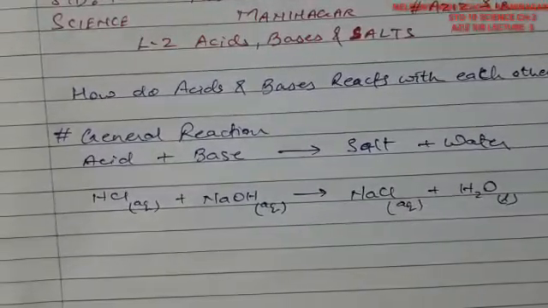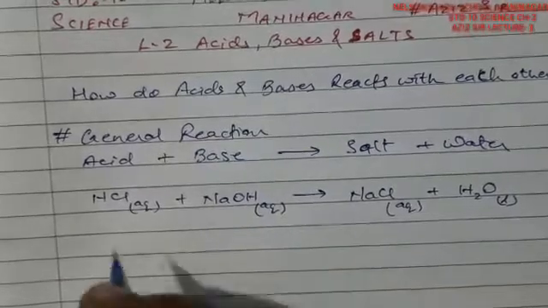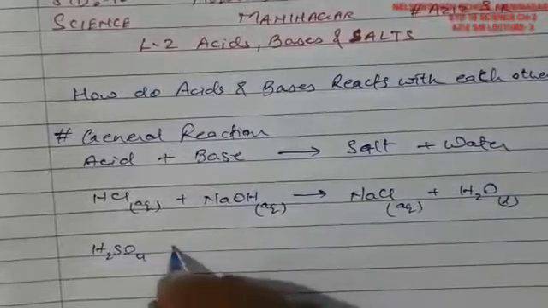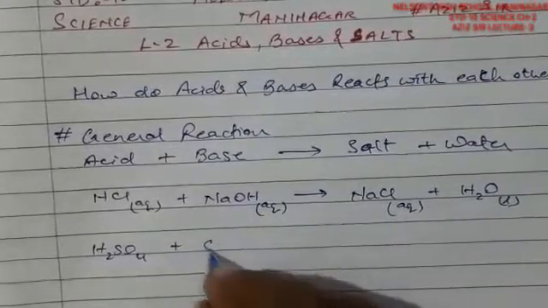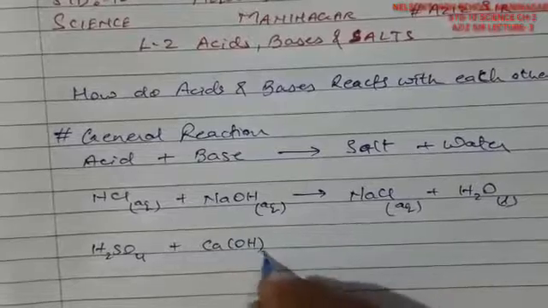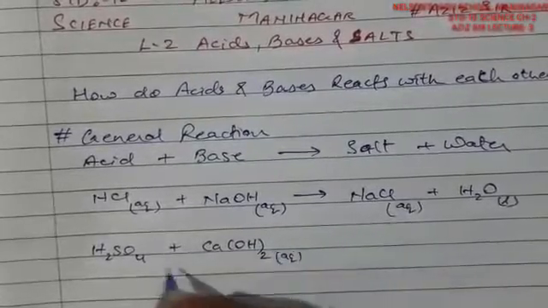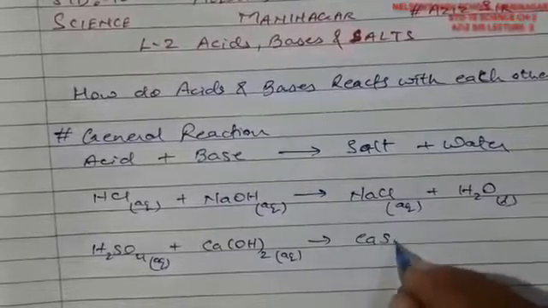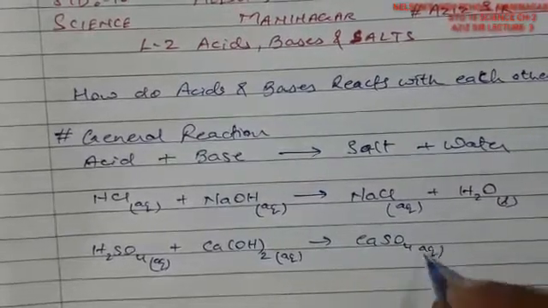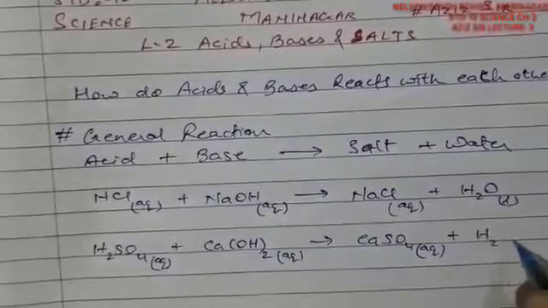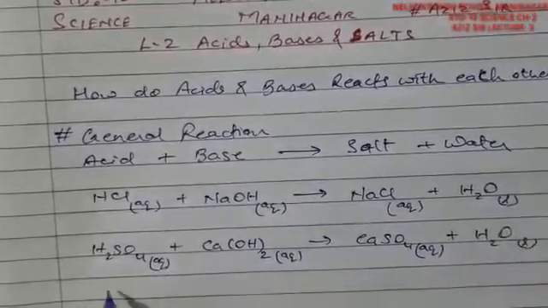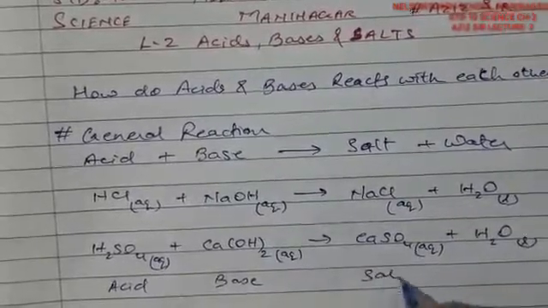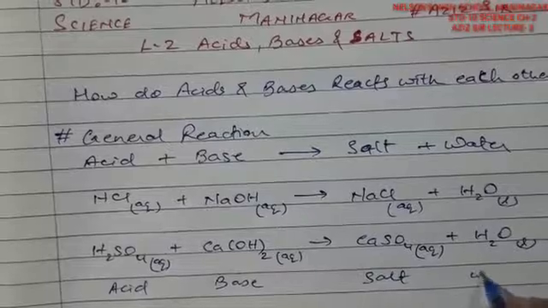We can take one more example for acid and base. We can take sulfuric acid, H2SO4, reacting with another base, suppose calcium hydroxide. Both are in aqueous condition, and they react to form calcium sulfate, CaSO4, in aqueous condition, and water molecules are formed, H2O in the form of a liquid. So this is the acid, this is the base, this is the salt which is formed, and this is the water molecule.